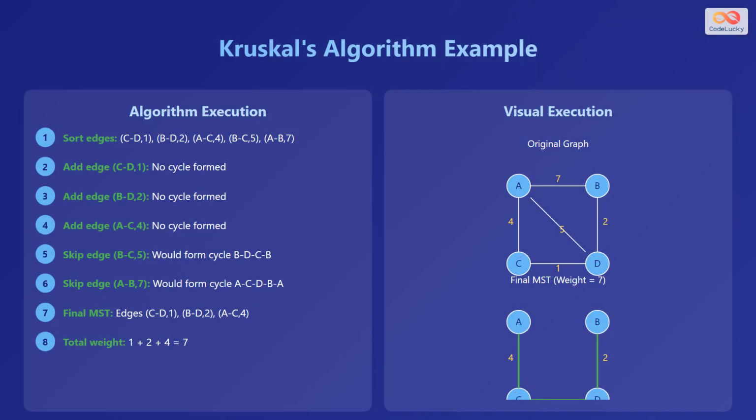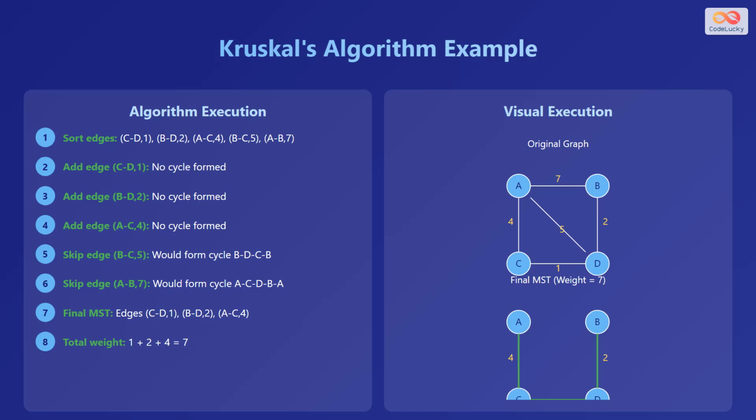Let's walk through an example of how Kruskal's algorithm works. Starting with sorting the edges, let's assume we have edges with the following weights: 1, 2, 4, 5, and 7. So the edges are C to D with weight 1, B to D with weight 2, A to C with weight 4, B to C with weight 5, and A to B with weight 7.